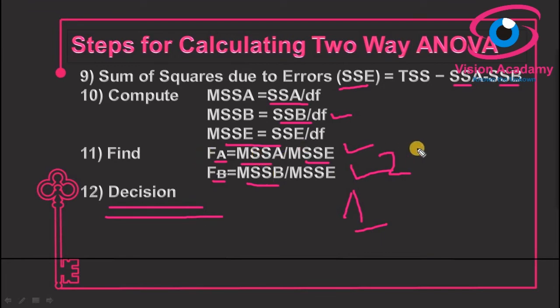So these are the very important steps you need to consider while you are calculating one-way analysis of variance. But in two-way analysis of variance, some steps are added, because we are considering two predictor factors in this case. So these steps are very important for calculating two-way analysis of variance.